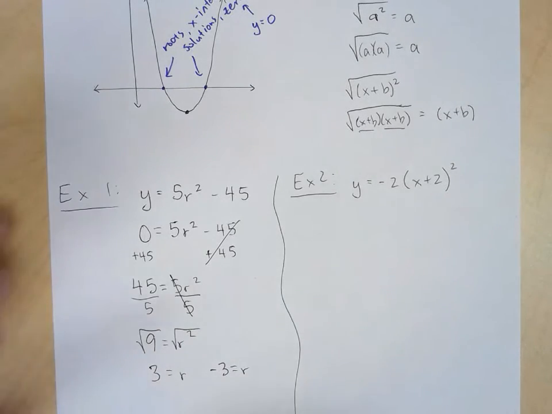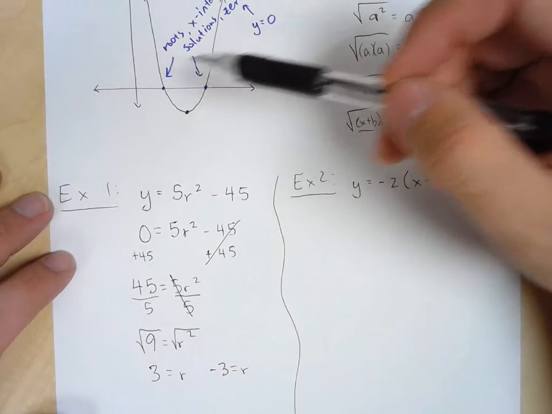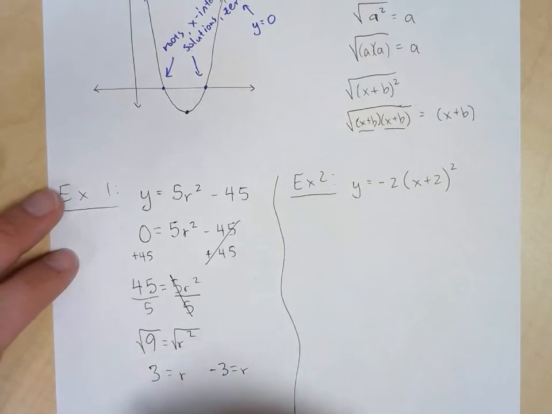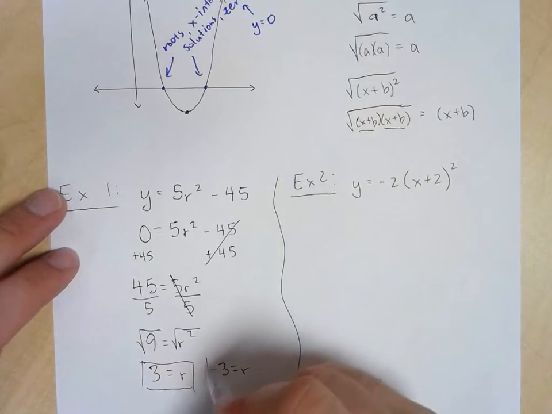So most times when you have a quadratic, you'll have 2 roots. Sometimes you'd have 1, sometimes you'd have none. But here are our 2 roots.